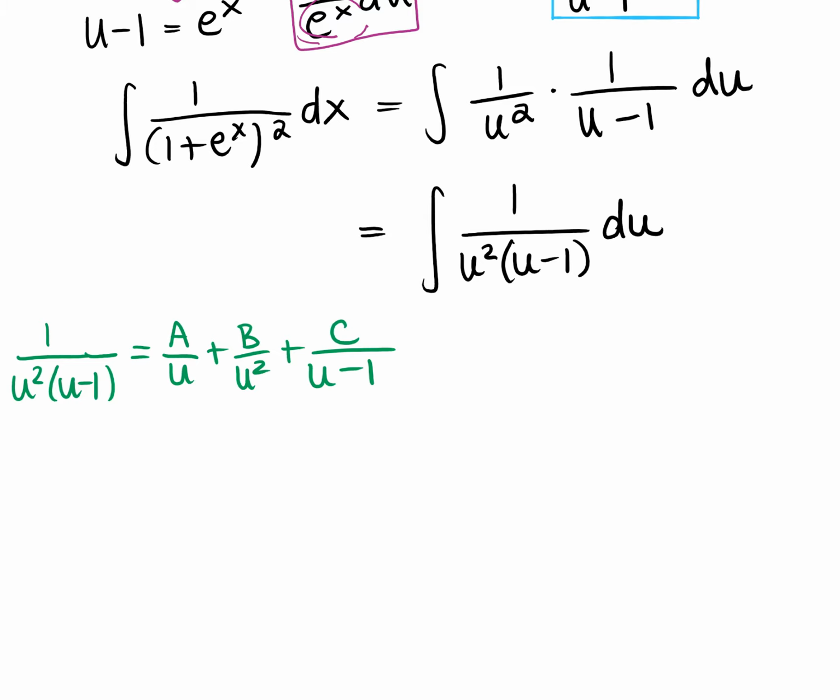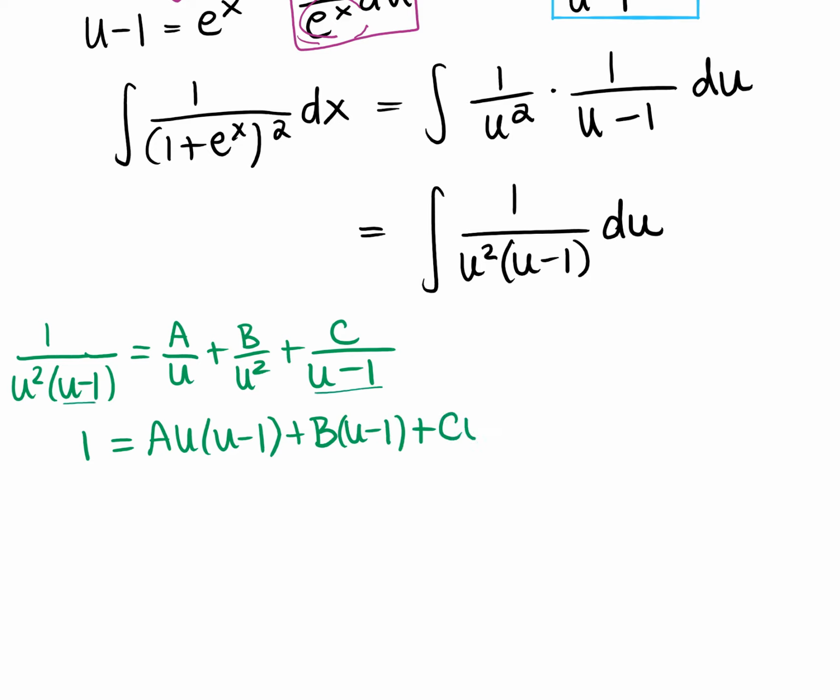I'm going to multiply both sides by u squared times u minus 1. So I get 1 equals, for a, one of the u's will cancel, and I'll just be left with u times u minus 1. For the b term, my u squared will cancel, and I'll be just left with u minus 1. And then for my c, the u minus 1 will cancel here, and I'll be just left with u squared.